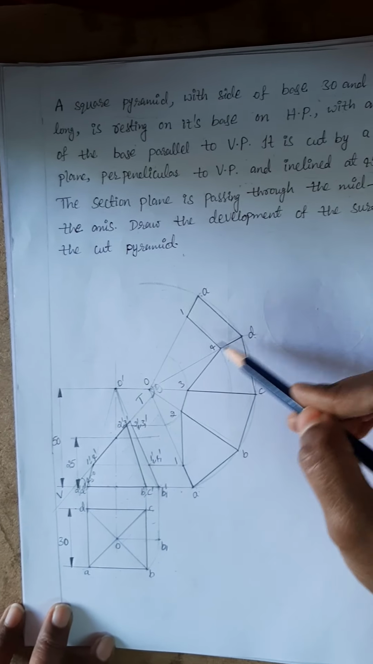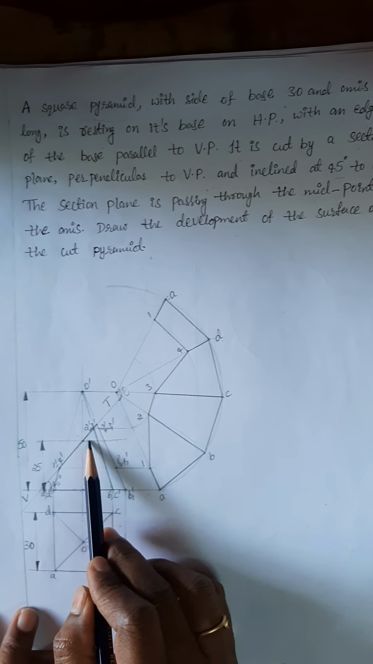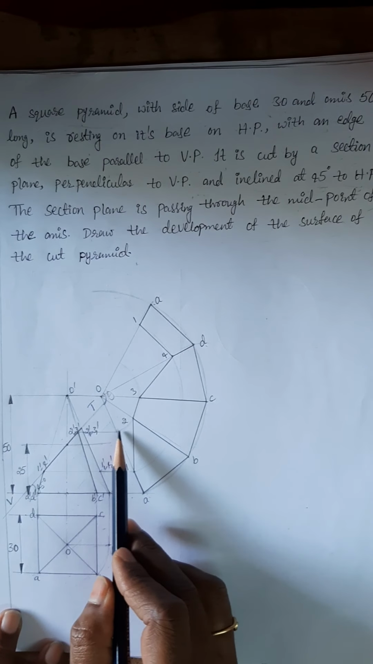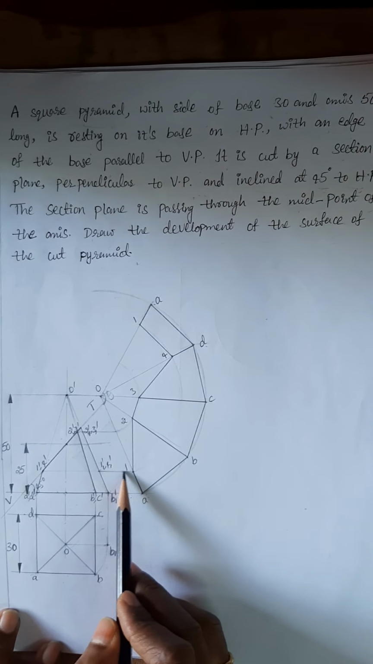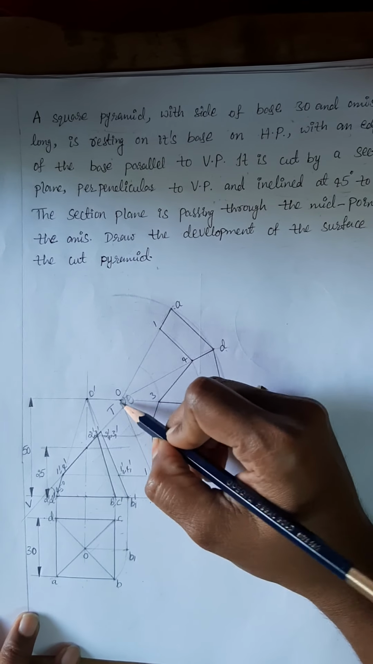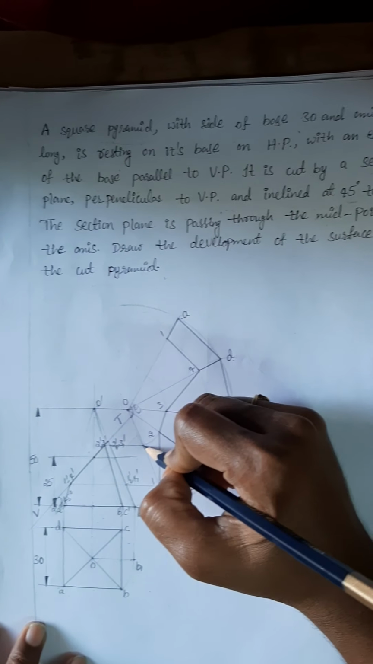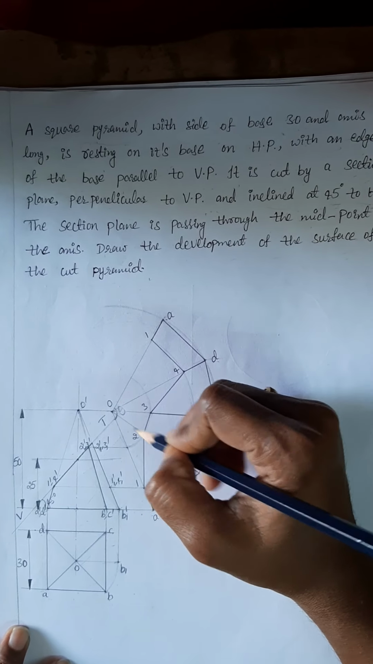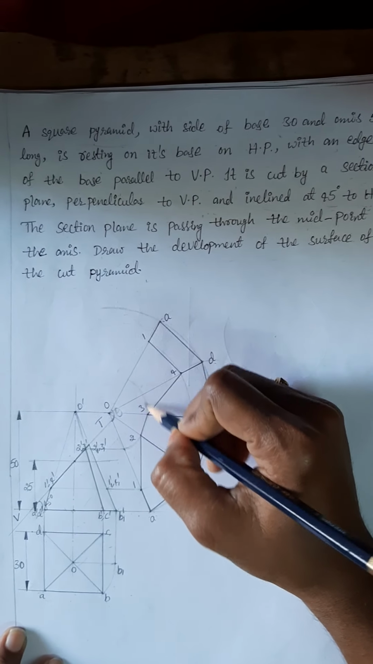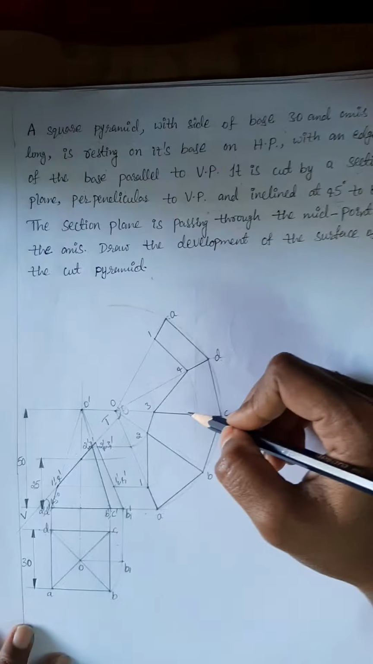We have drawn the outline of the development. Then draw a parallel line to this line from 2 prime, 3 prime, next 1 prime, 4 prime, to this OA line, right? Next, take the compass from O to this point and draw a light arc. Next, from O to this point, draw another arc. It will cut all parts of the development.